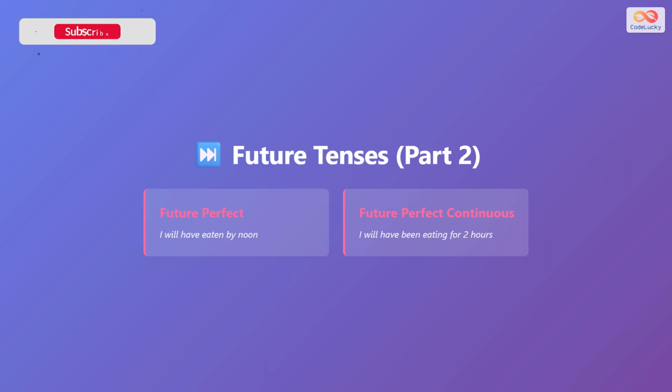The fourth and final future tense is future perfect continuous. We use this for actions that will continue for a period of time up to a point in the future. For example, I will have been eating for 2 hours. This shows a duration that will be completed by a future time.